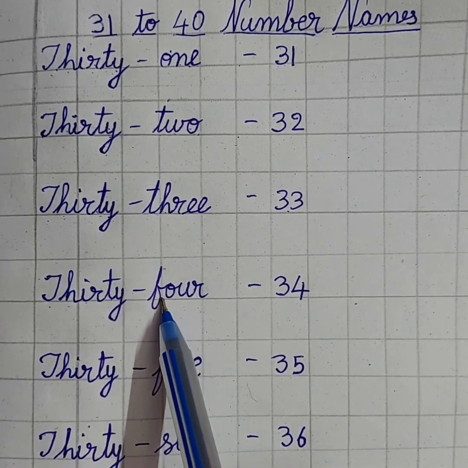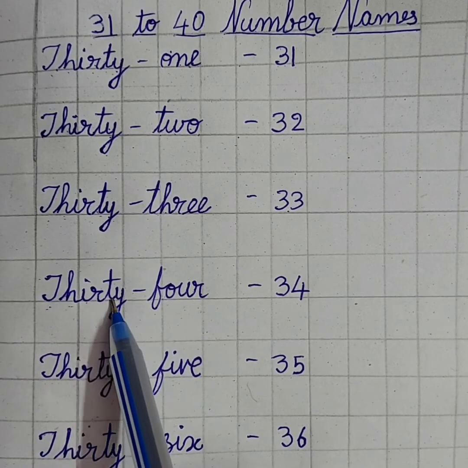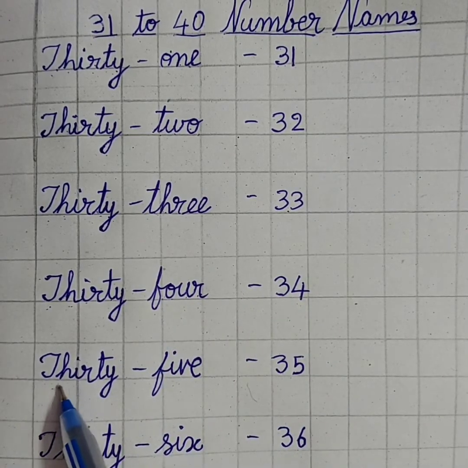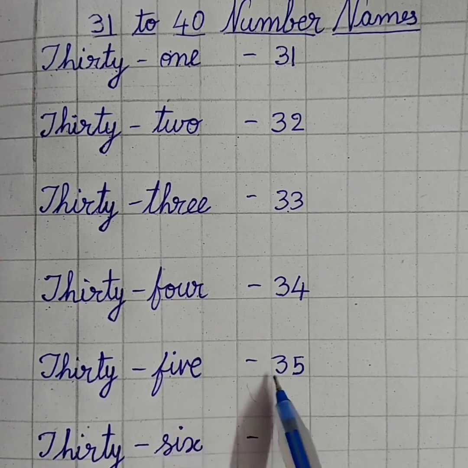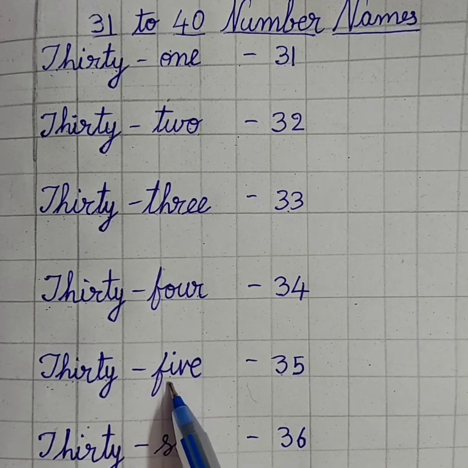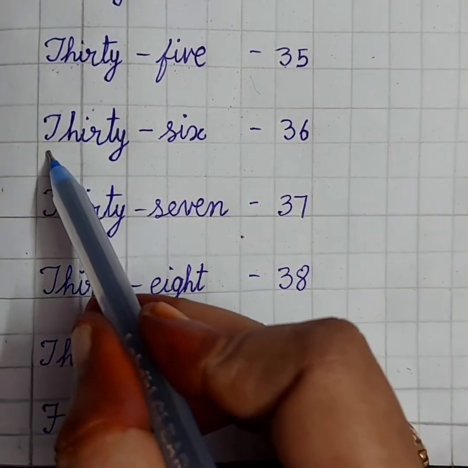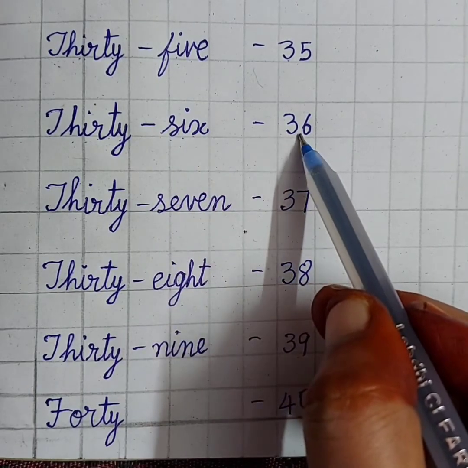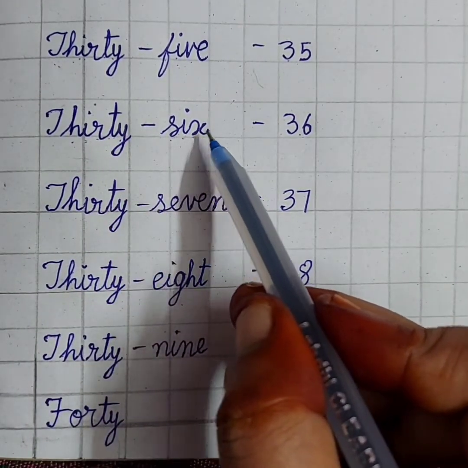THIRTY, 30, FOUR, 4, 34. THIRTY, 30, FIVE, 35. THIRTY, 30, SIX, 36.